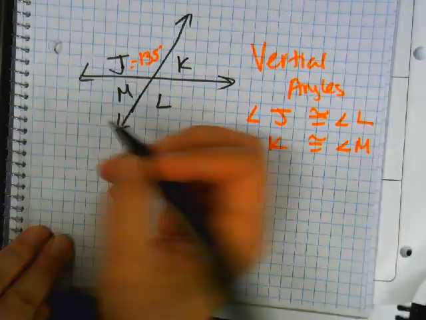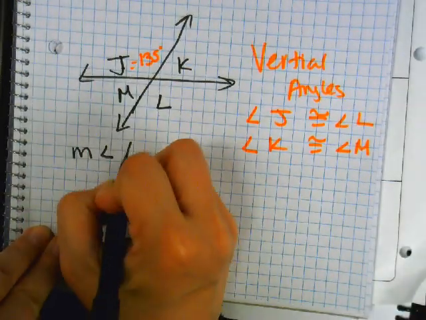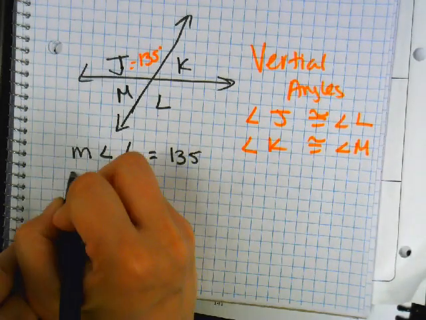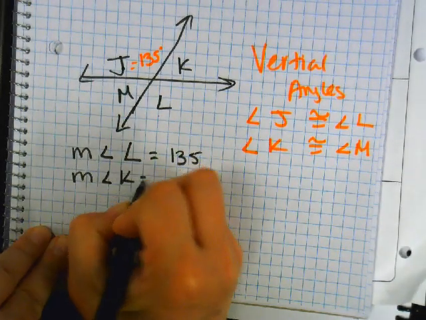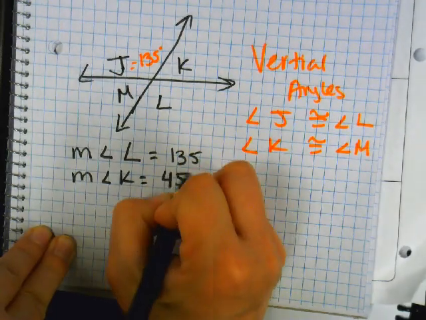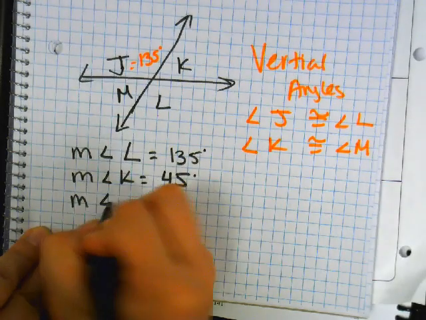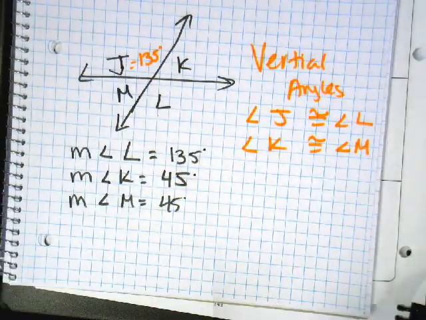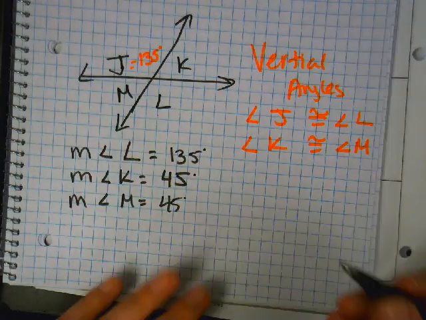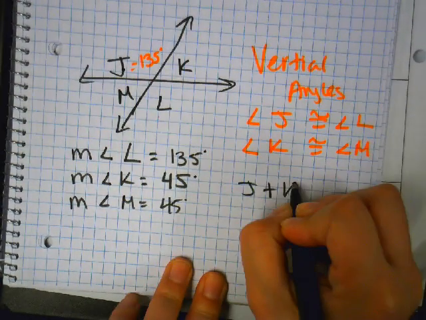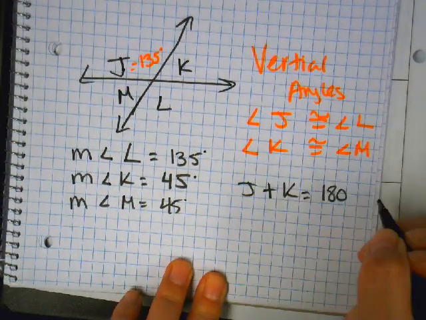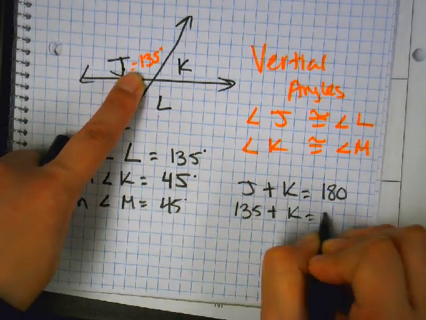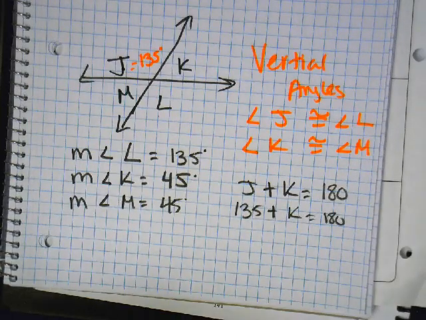So what is the measure of angle L? 135. What is the measure of angle K? 45. What is the measure of angle M? 45. Good. Why? Because J plus K is equal to 180. So J was 135 plus K equals 180. And then you can do what we did in the worksheet.